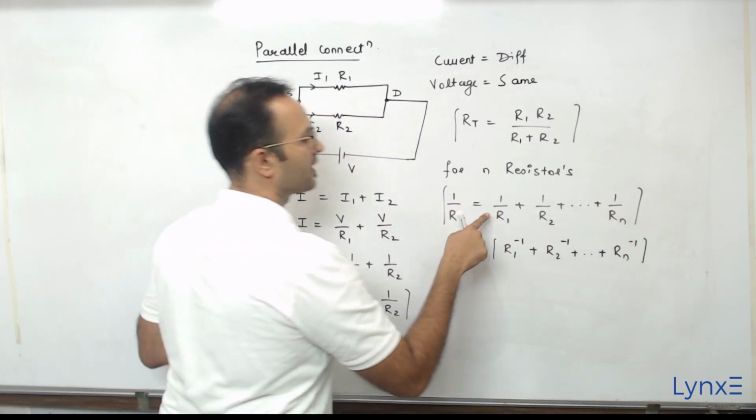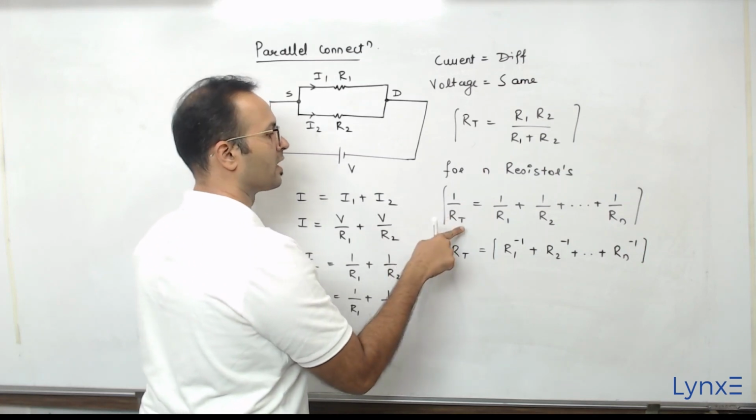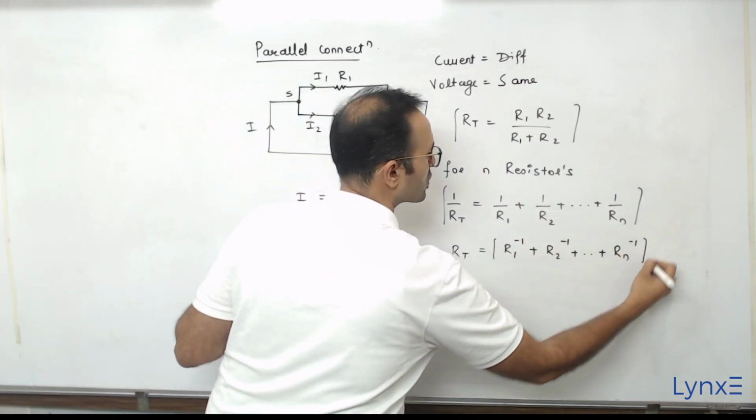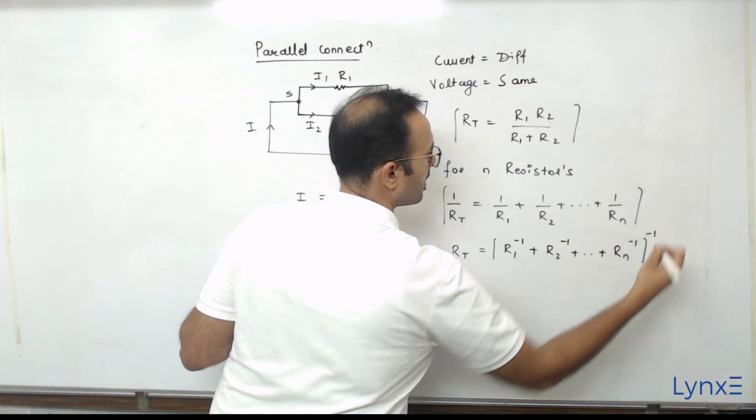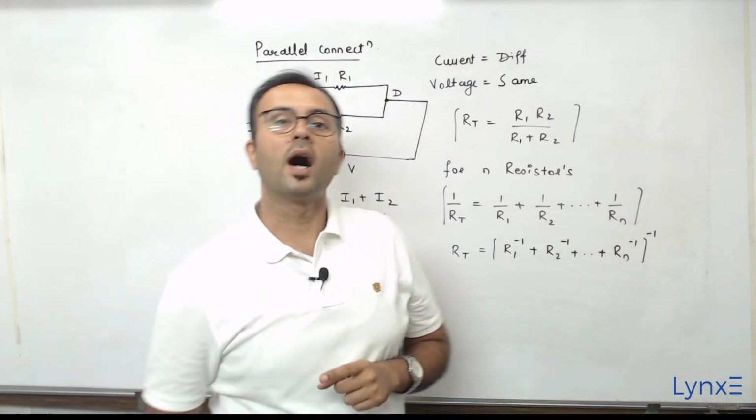But what do you want? The answer of the right hand side is 1 upon R total, right? But we want R total. So again take the inverse of this. After closing the bracket, press the inverse button again. That gives you R total.